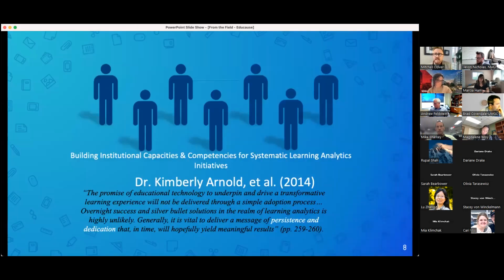The work that we did at Utah State was blessed by the influence of Dr. Kimberly Arnold, who used to be chair here in this community group. She wrote this great paper, which is only four pages, the Building Institutional Capacities and Competencies paper, 2014, through LACE. And we treated that paper like our analytics success Bible. When I say we treated it like a Bible, we literally went through it sentence by sentence, like chapter and verse, and would say, this sentence, are we operating based on that sentence's reality?